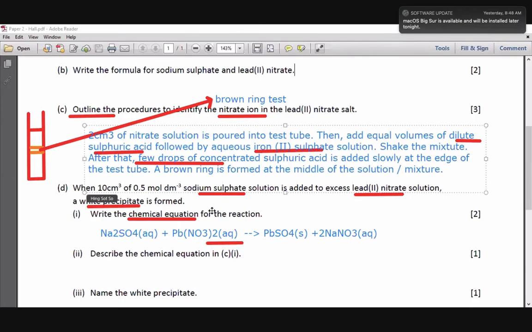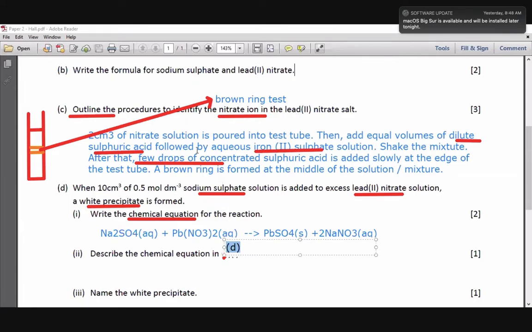Okay. Good. Describe the chemical equation in C1. My typo error. This should be D1. Okay, you change it a little. Change it for me, this is D1.